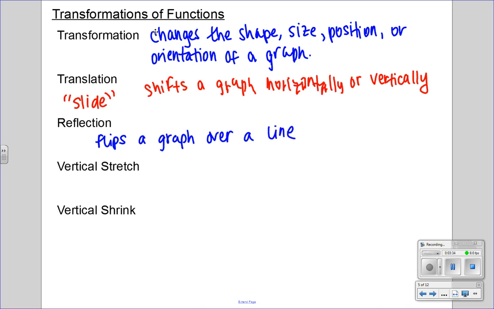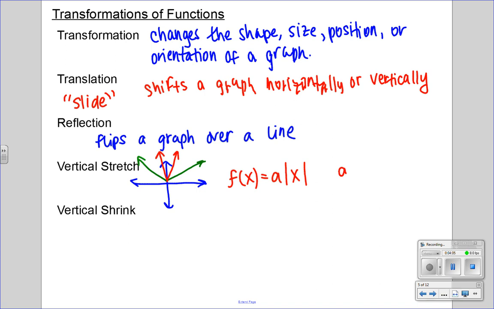Now our next one is a vertical stretch and a vertical shrink. And I'm going to show you what this would look like if we did a vertical stretch. Let's draw, let's say, an original absolute value, a parent function of absolute value. And if we were to stretch it, it actually gets thinner and it stretches up. And what that looks like, if we take f of x equals a times the absolute value of x, for it to be a stretch, the a has to be greater than 1.